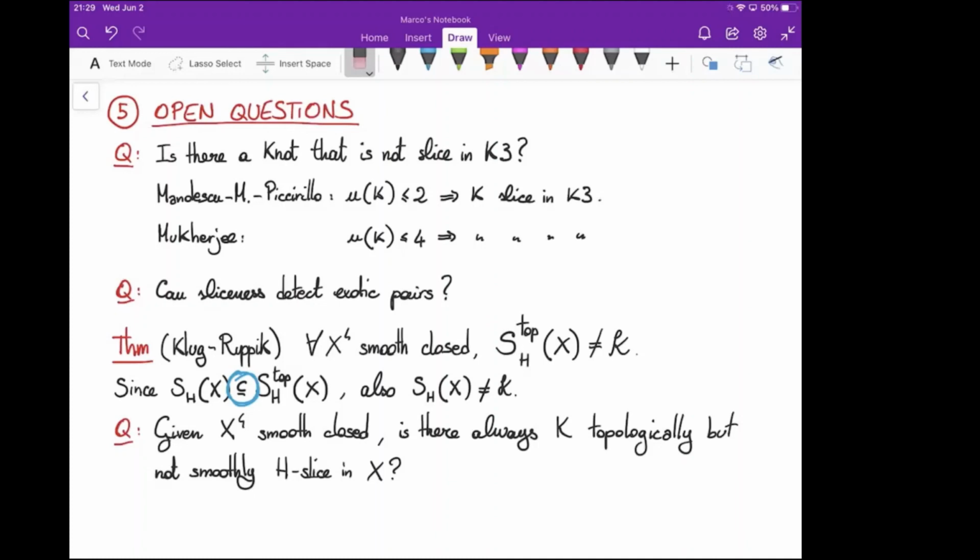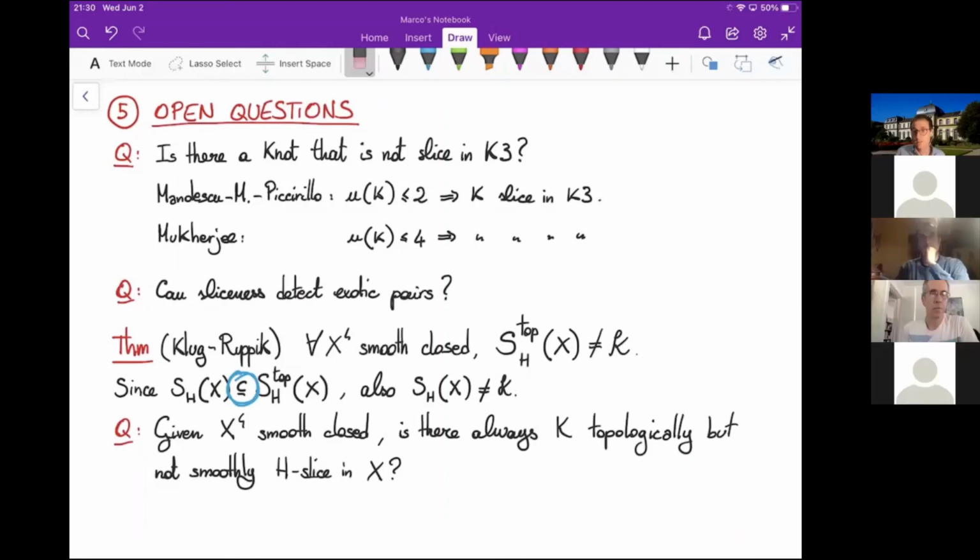It's not likely. It's not likely because the techniques that we are using are really techniques that show you that the two four-manifolds you start with are not diffeomorphic to each other. So somehow we're implicitly using that fact to show that the set of H-slice knots can distinguish them. So it's kind of working backwards. I see.